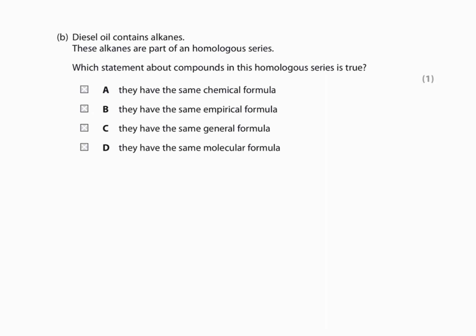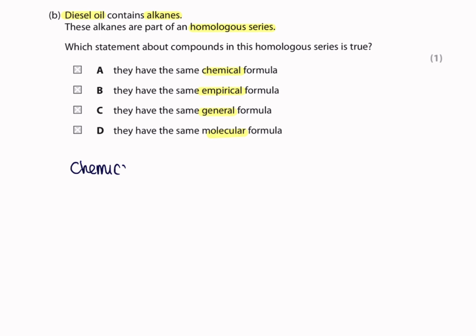Next we have a multiple choice question: diesel oil contains alkanes. These alkanes are part of a homologous series. Which statement about compounds in this homologous series is true? We've got the same chemical, same empirical, same general, and same molecular formula. So let's break down what each one of these means.